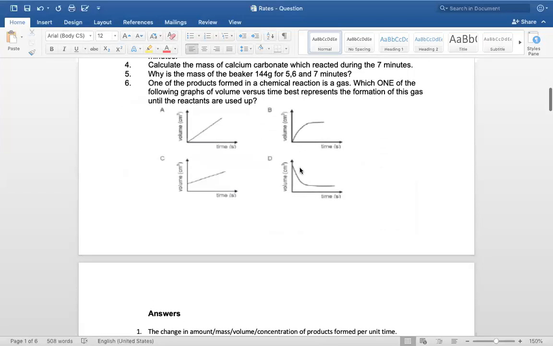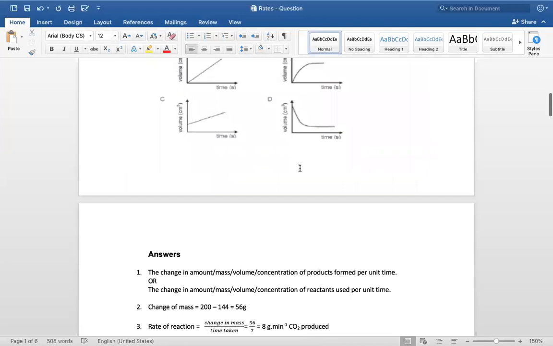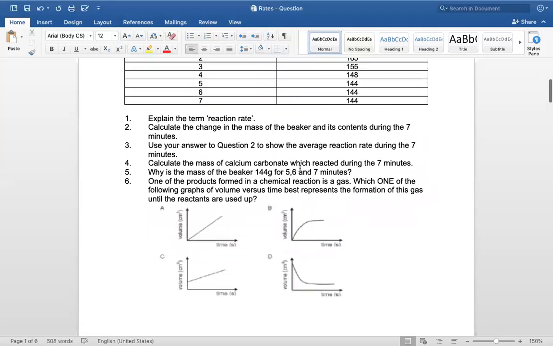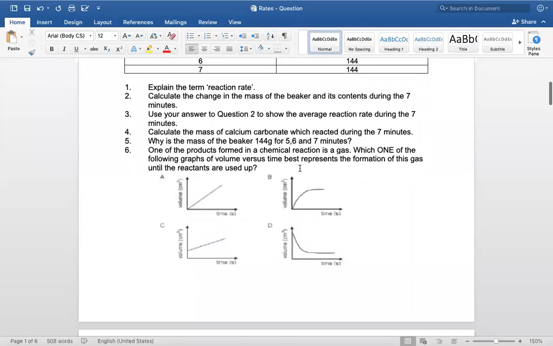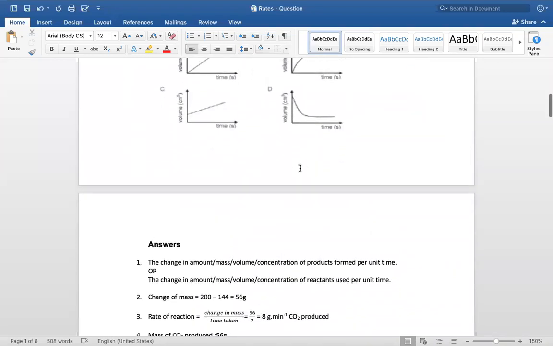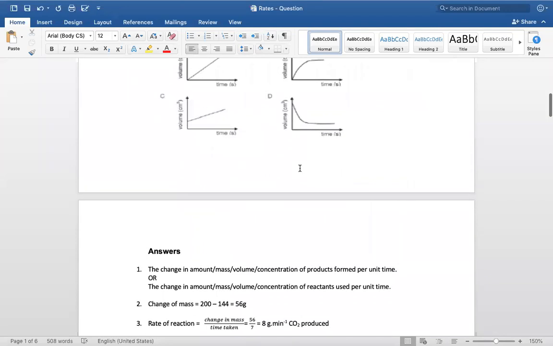So how much chemical was used over time? To do that answer, we'll say reaction rate is equal to change in mass over time taken. So the change in mass was 56 and your time taken was 7. So how many times does 7 go into 56? 56 divided by 7 will give you 8. All right. So the change will be 8 grams, and then your time will be 56 over 7 will be 8 grams per minute, because your time was in minutes. Sometimes it's in seconds. You must see what the question asks.